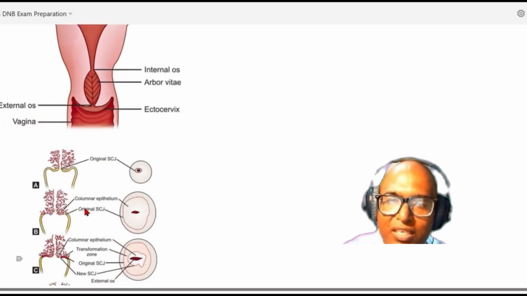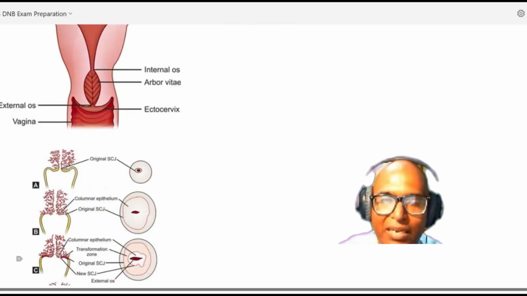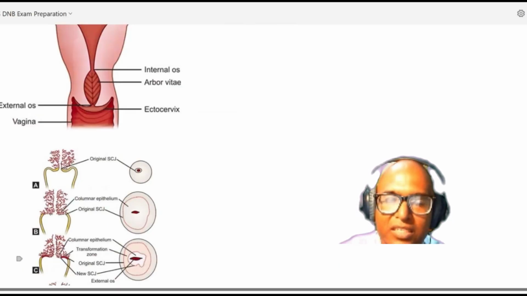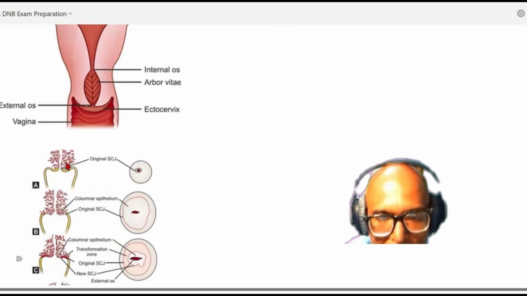epithelium. So this inner aspect will be the columnar epithelium. This outer aspect will be the squamous epithelium. At the junction where the columnar epithelium meets the squamous epithelium, there is a squamocolumnar junction. But this squamocolumnar junction is not static. It's dynamic. It's not at one place. It is under the influence of progesterone. What happens? This squamocolumnar junction moves outwards, while in the postmenopausal phase it will regress inside.